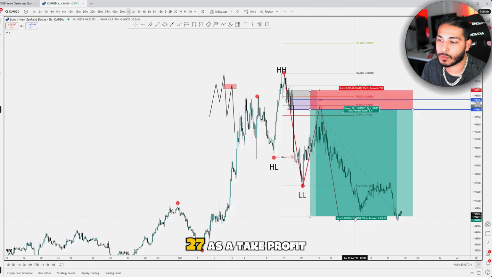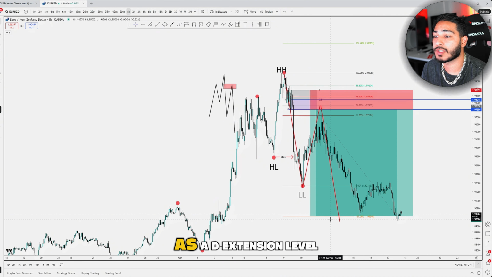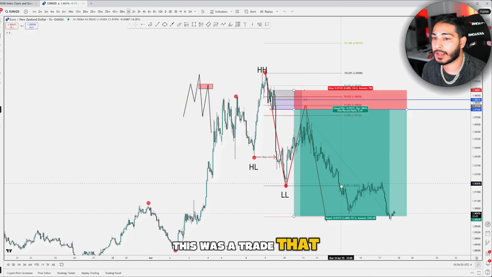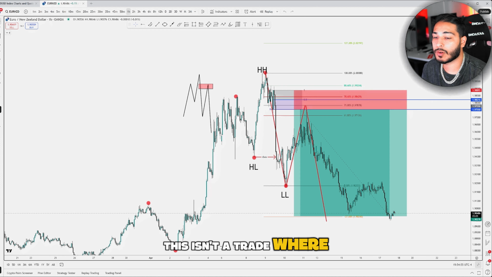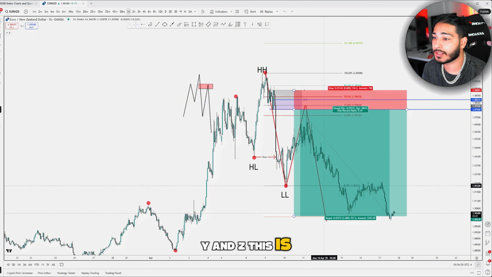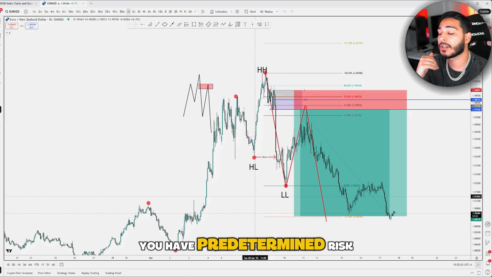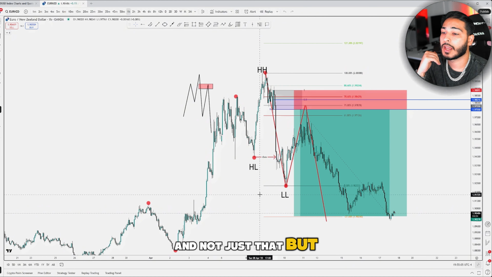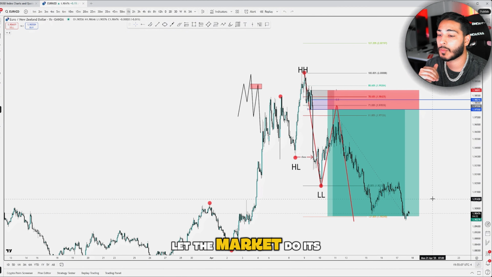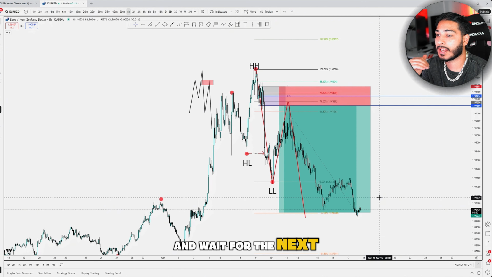I always use a negative 27 as a take profit, and I also use it as a D-extension level. This was a trade that was a 1 to 5.4 risk to reward. This isn't a trade where you have to sit there and manage it and sweat. This is a trade where you can sit on your hands, you can place your trade, you have a predetermined risk, and not just that, but you can sit, wait, let the market do its thing and wait for the next setup to come.